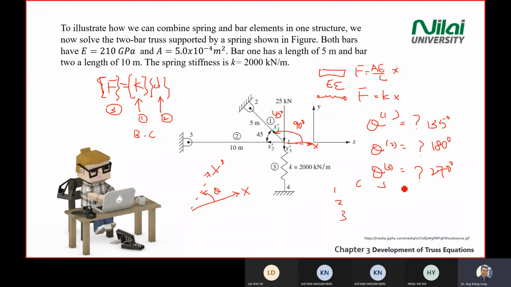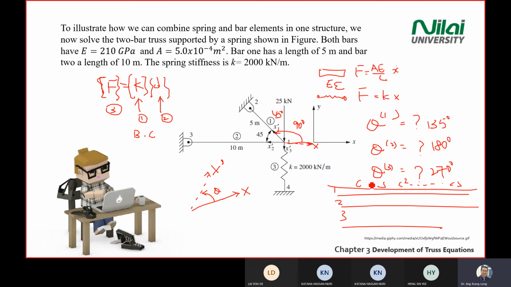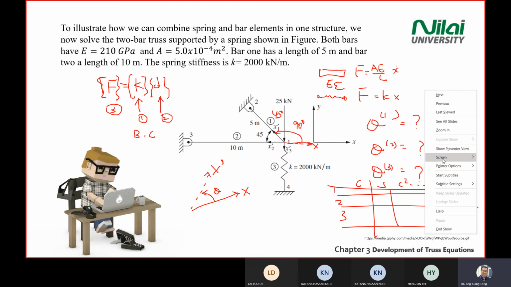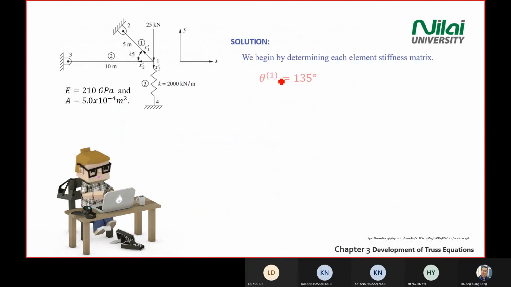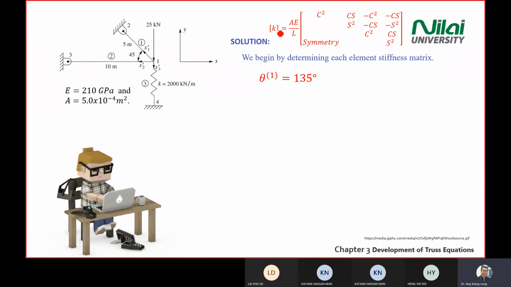Okay. So we have all these angles, and then you build the table for element 1, 2, 3. You find the cos, sine, cos square, and so on. You build the table, then you use your calculator, punch in numbers, and you get all this. Then you build the stiffness matrix. The steps are still the same. The matrix still uses K equal to AE divided by L. Of course, the AE over L here is for the bar. For spring, we don't have A and E, and L we don't have.